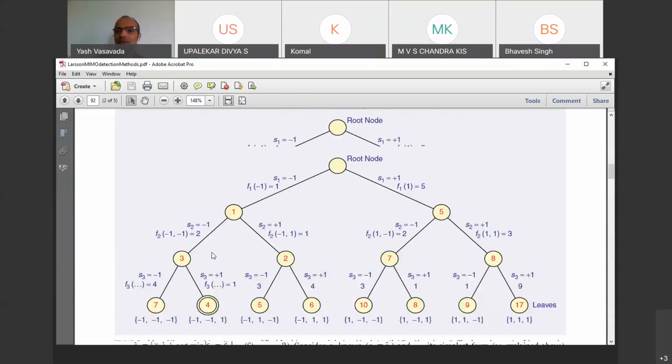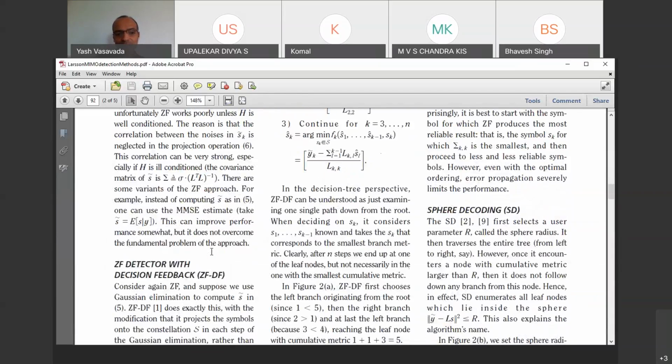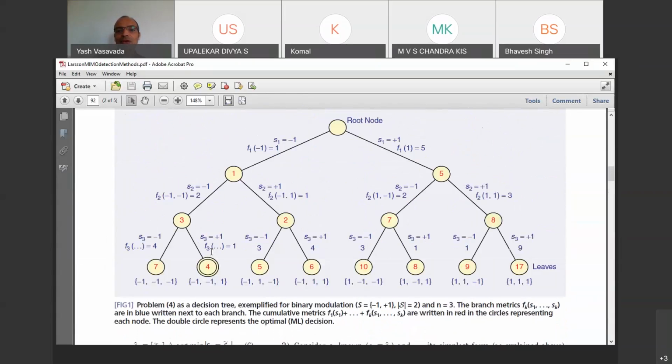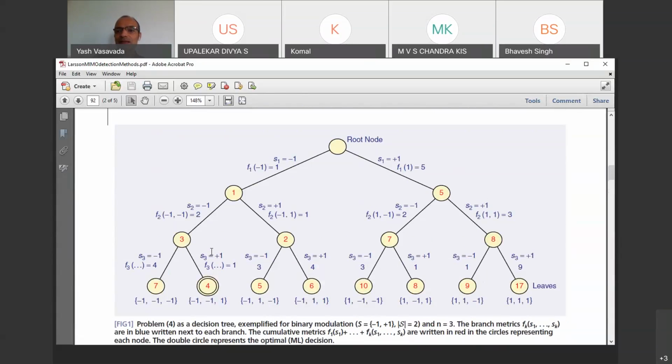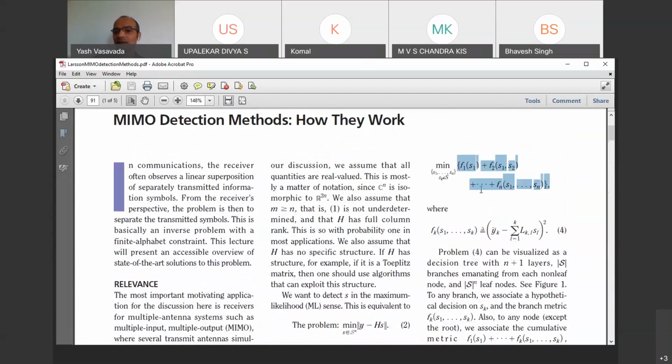So the author gives maybe half a column to the zero forcing and MMSE. But the main focus of the author is to give an example of this equation, how it will look like. Remember, the first term is dependent only on S1. The second is dependent on S1 and S2. The last one is dependent on all of the S values.